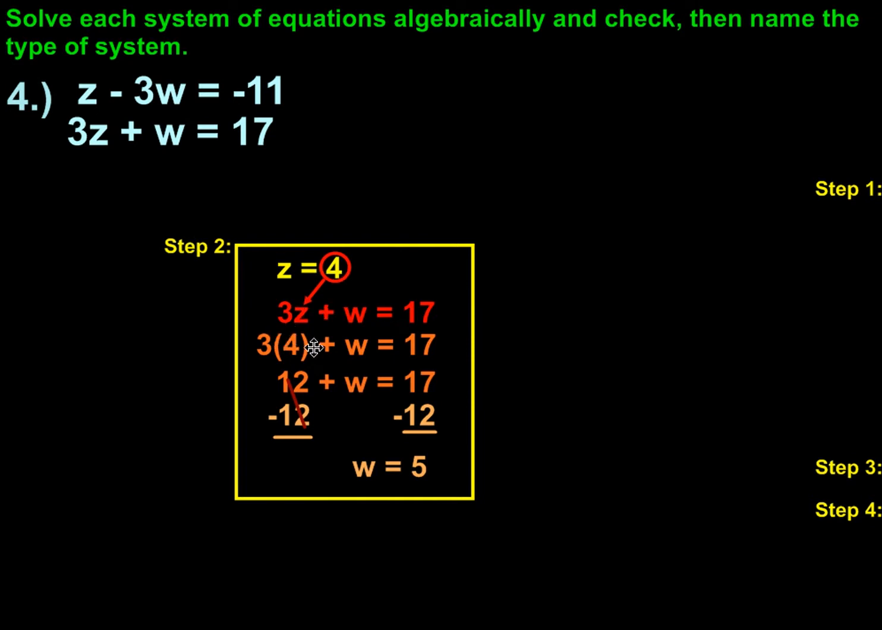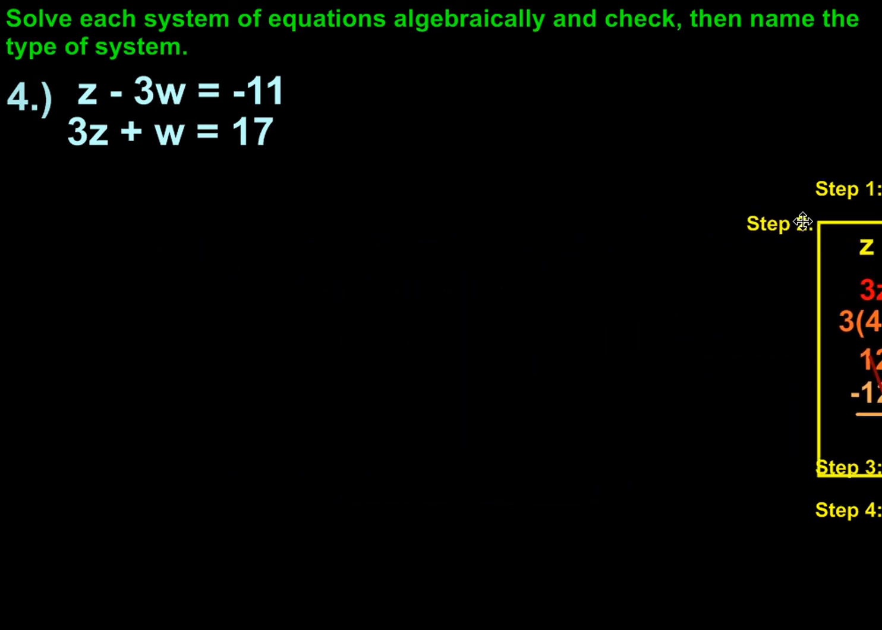3 times 4 plus w equals 17. Well, 3 times 4 is 12, plus w equals 17. If I subtract 12 from this side and from this side, I'm left with w equaling 5. So now I know that z is 4, w is 5. I can come up with a solution, which I will be doing in step 3.